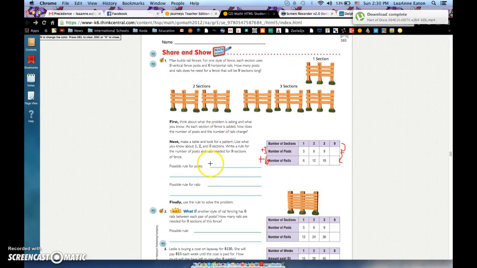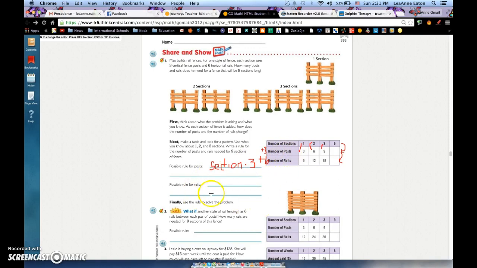So we know that the rule for posts is going to be section times, what are we timesing it by? How do we get from here to here? JJ, what are we going to do? Section times what? Section times 3, yes, gives us the number of posts.